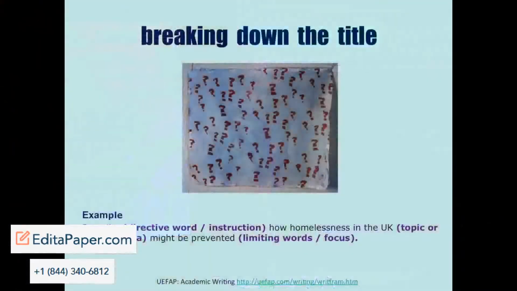You're not writing and researching everything you can about homelessness in the UK. You're looking at a particular aspect, and the aspect is, how could it be prevented? There's a debate there. There'll be different opinions. So you need to think about your opinion. What do I think and why? What's my view on this particular subject?